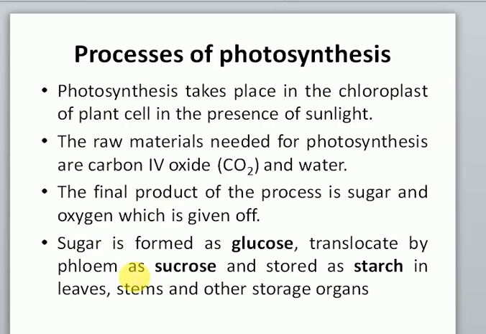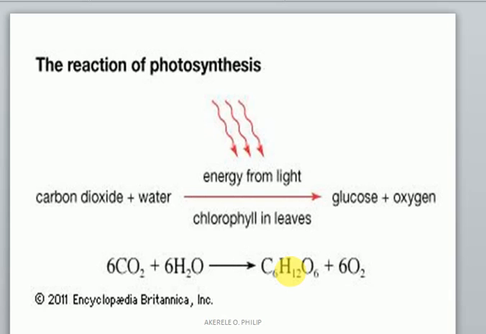Now on this, I want you to take note of something. The sugar is formed as glucose. It takes a lot of reactions for that to take place anyway. It's formed as glucose, then translocated by phloem as sucrose, and stored as starch in leaves, stem, and other storage organs. What we mean here is that when we wrote the equation earlier on, we didn't write starch. What we wrote was actually glucose, for simplicity. But you know that glucose is a monomer. When it combines together, it becomes a polymer, which is your starch in this case.